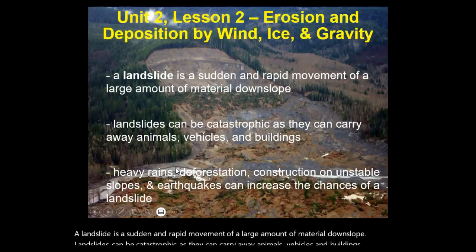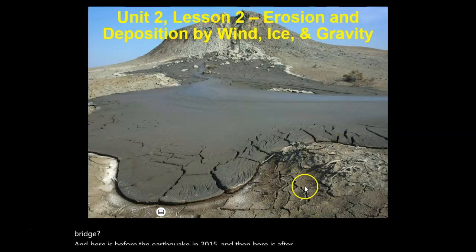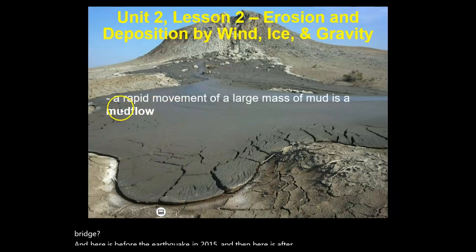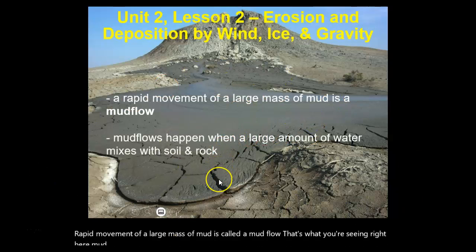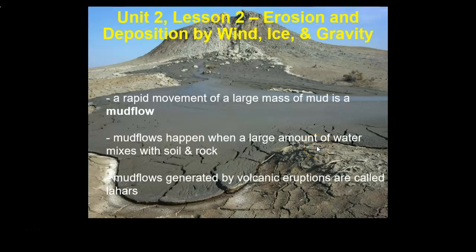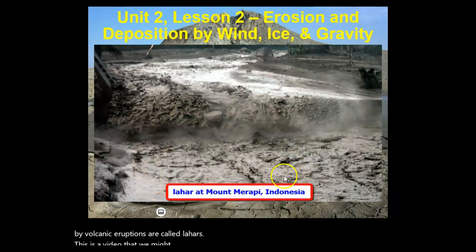Heavy rains, deforestation, construction on unstable slopes, and earthquakes can increase the chances of a landslide. Rapid movement of a large mass of mud is called a mud flow. That's what you're seeing right here, mud flow. Mud flow happens when a large amount of water mixes with soil and rock. Mud flows generated by volcanic eruptions are called lahars. Here is a lahar at Mount Merapi in Indonesia.